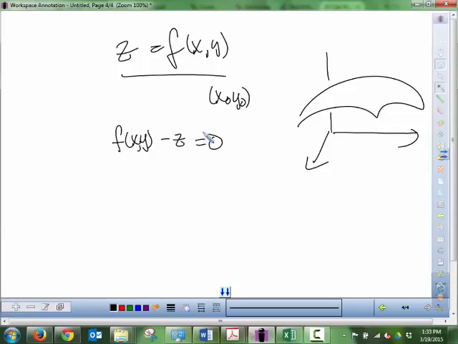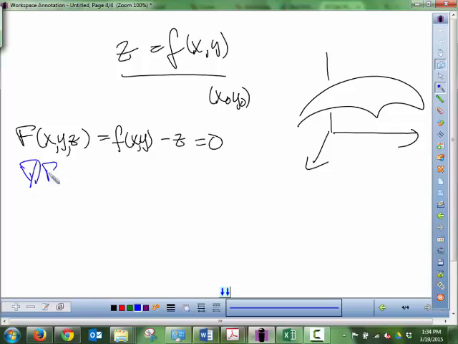And if we think about this as a relation between x, y, and z, and we look at this as a level surface, we just talked about how to find the tangent plane. And how did we find the tangent plane? We found the gradient of f, right? The gradient of f is the derivative of this whole thing with respect to x. What is the derivative of this whole thing with respect to x?